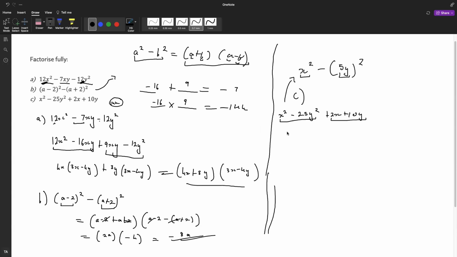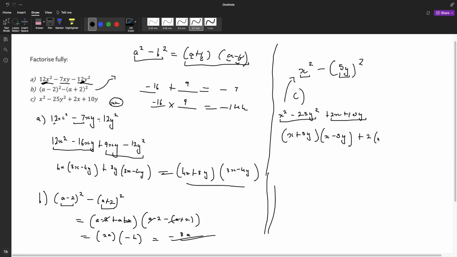So we can do (x plus 5y), and then in brackets, (x minus 5y). Okay, and that's the first two expressions factorized. And then to factorize these two, we just look at the common factor. So the common factor is 2. And then we've got (x plus 5y) in brackets.